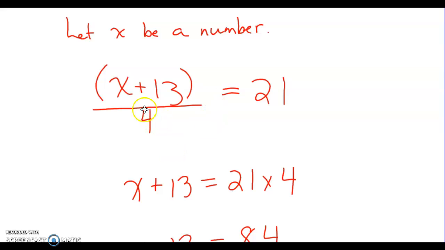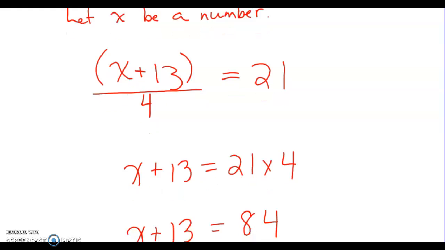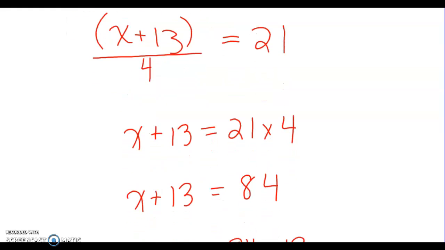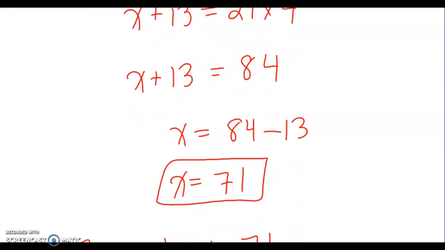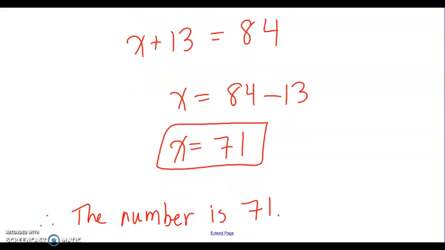So when I go ahead and solve, my first step, following BEDMAS backwards, is to get rid of the division. So I move the 4 over and I multiply 21 times 4. So we're left with X plus 13 equals 84. I'm going to take that 13 and move it over to the right-hand side by subtraction. X equals 84 minus 13. X equals 71. And since this was a word problem, we should be ending with a word sentence, a statement. So therefore the number is 71, and that would give full marks on a test.